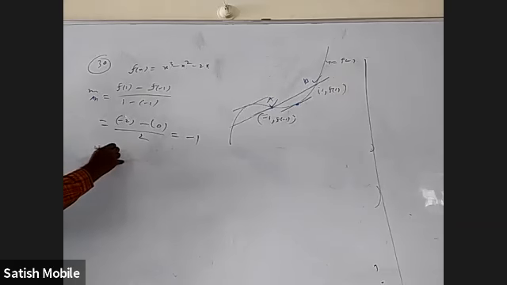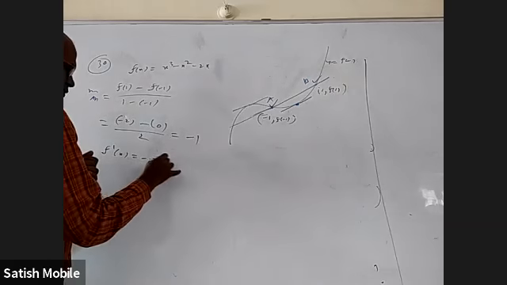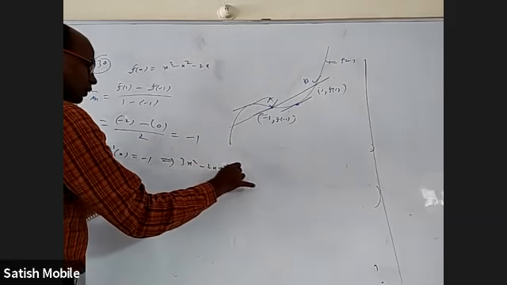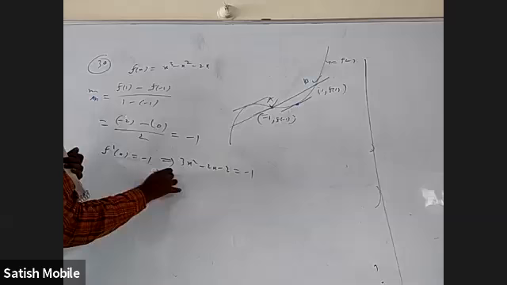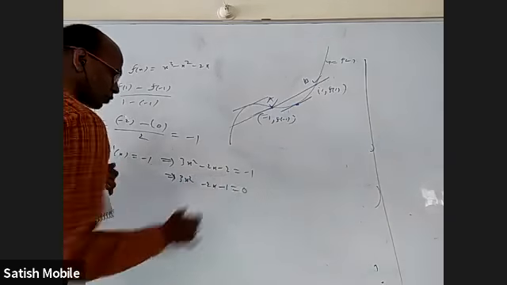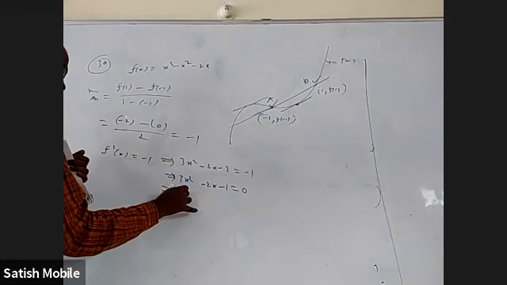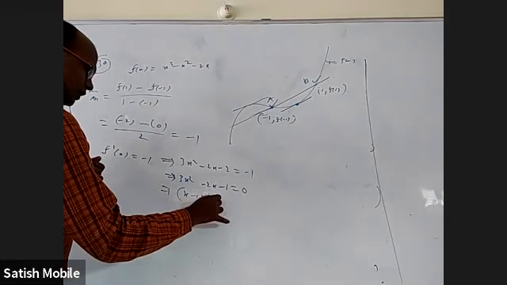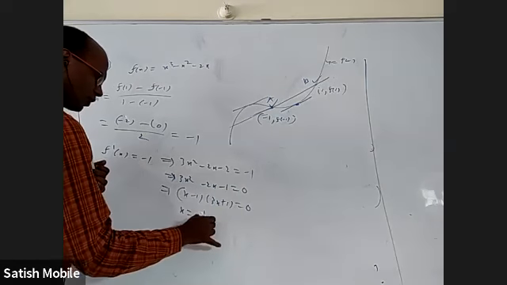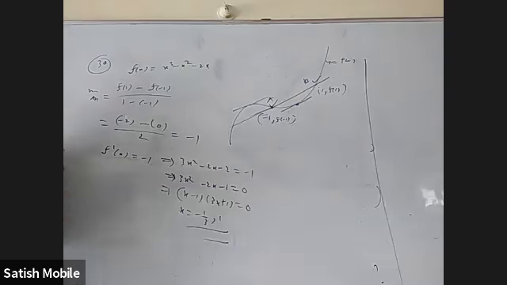So you have to simply equate f dash x equal to minus 1 if you want to know the point where the tangent is parallel to this. That is 3x square minus 2x minus 2 equal to minus 1. This is a quadratic equation. 3x square minus 2x minus 1 equal to 0. That is x minus 1 into 3x plus 1 equal to 0. x is equal to minus 1 by 3 or 1. That's all, nothing much.